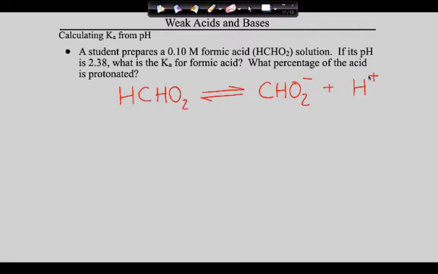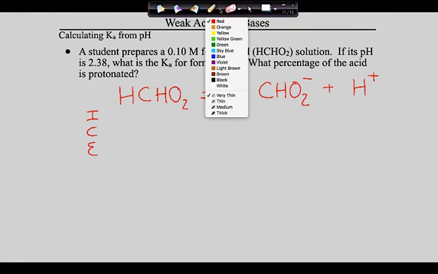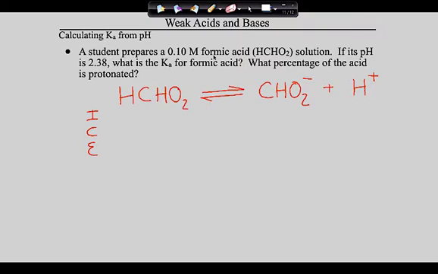Okay, so now gang, let's icebox this thing. All right. What do we got, gang? Okay, so we've got a 0.1 molar solution. Where does that go? Left, middle, or right? Left. Top, middle, or bottom? Top. Guys, this is the molarity of the formic acid before it breaks apart.